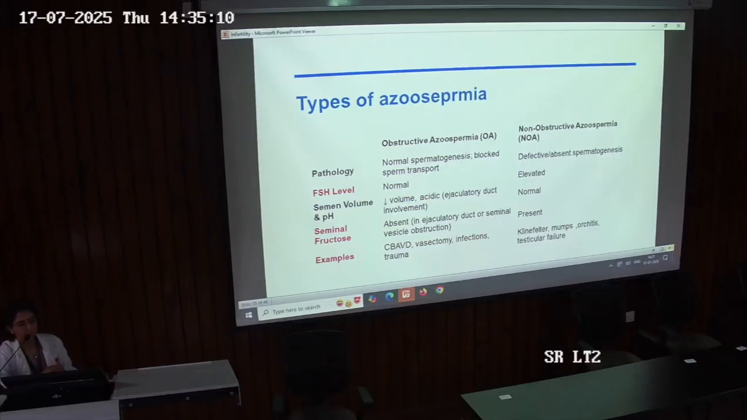So we differentiate it by the FSH levels. In obstructive it is normal. In non-obstructive it would be high because of the absent spermatogenesis.